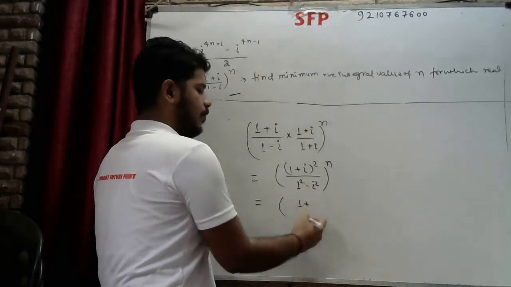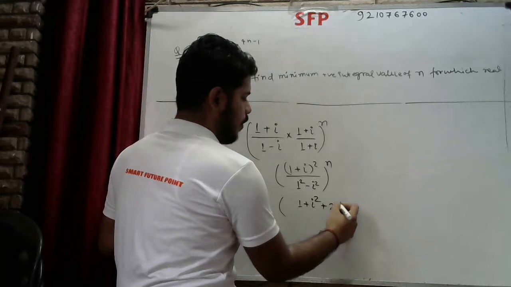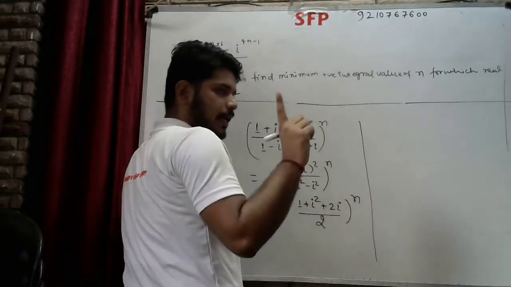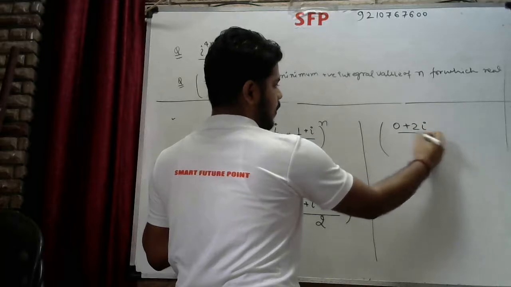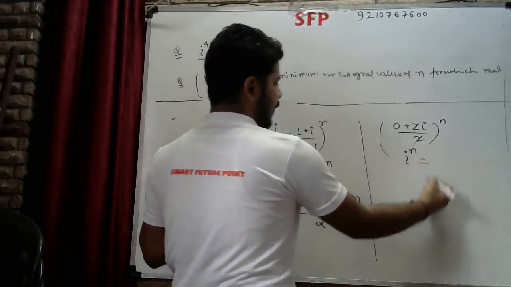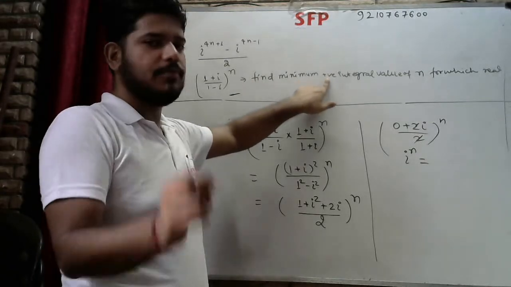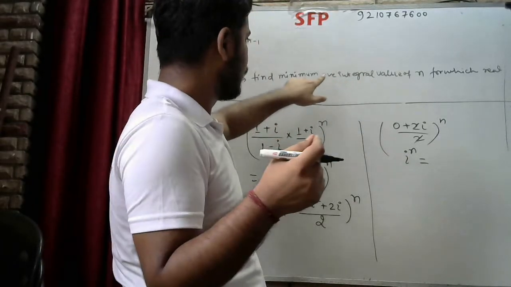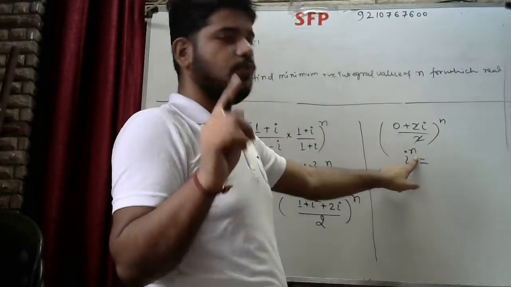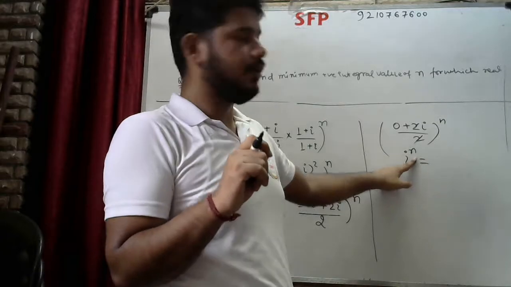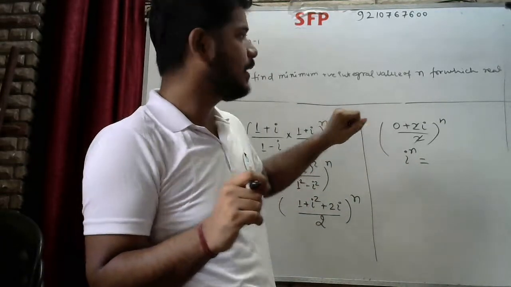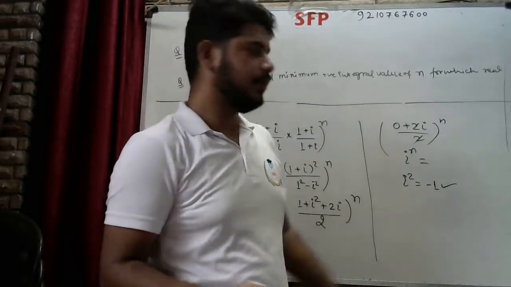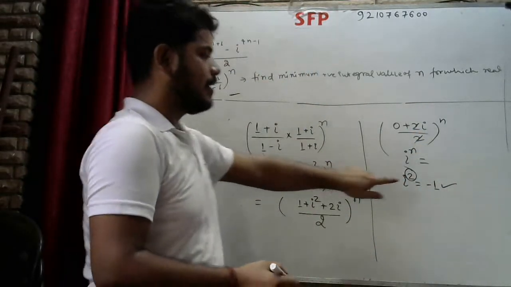When I open it, it will become (1 plus iota square plus 2 iota) divided by 2 to the power n. Fine. We know iota square is minus 1. It will become (0 plus 2 iota) divided by 2. 2 cancels out. Iota is to the power n. Now, I have to find that minimum positive integral value. Minimum positive integral value starts from where, 0 or 1? Such that it is real. For n equal to 1, what will be the value? It becomes iota, and iota is an imaginary number, so it will not be satisfied. When I make n 2, the value will be iota square, which is minus 1, and minus 1 is a real number. So the minimum value of n for this whole quantity to be real is 2.